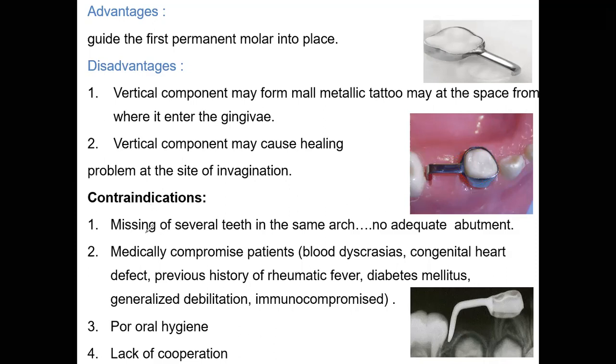Contraindications: when several teeth are missing, you cannot give a distal shoe space maintainer. Also in a medically compromised patient, when there is poor oral hygiene, and where there is a lack of cooperation from the patient, we cannot give space maintainers in those cases. When a number of teeth are missing, we cannot give a space maintainer. When there is a medically compromised patient, we cannot give space maintainers. When there is very bad oral hygiene, we cannot give space maintainers, and lack of cooperation. For every treatment, we need the cooperation of the patient. If the patient is not well cooperative, we cannot give it.